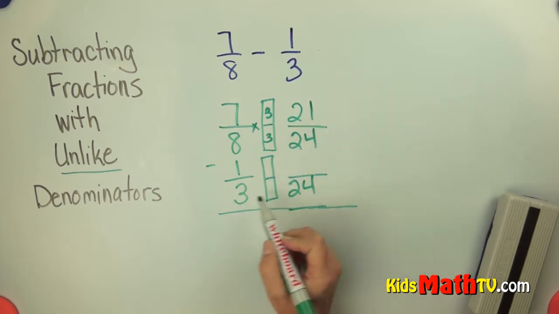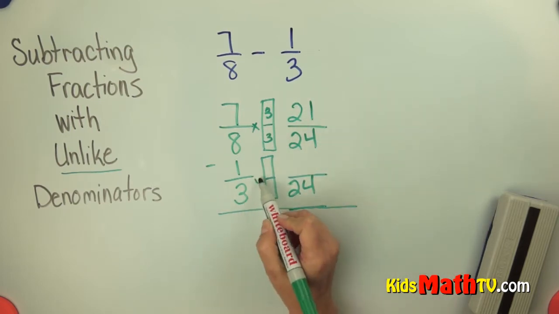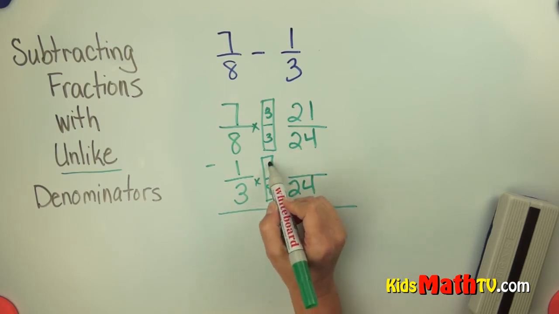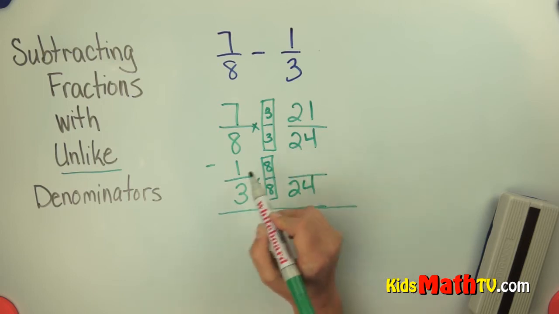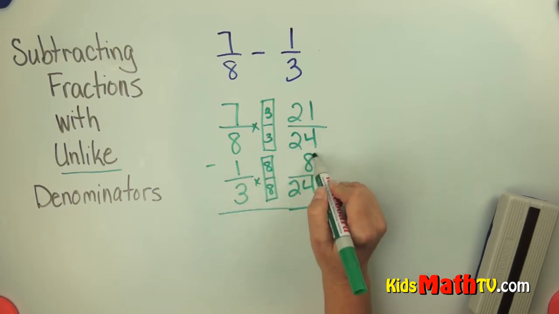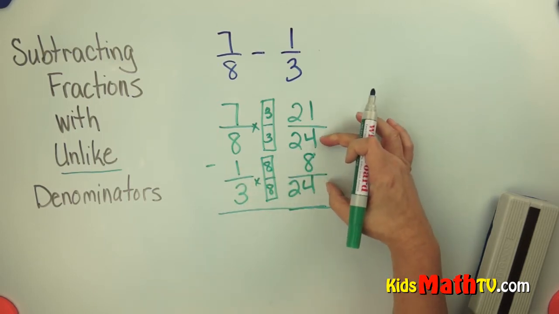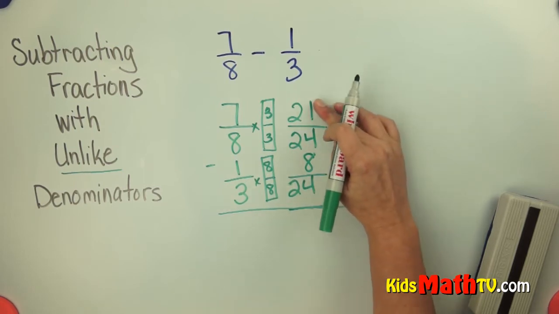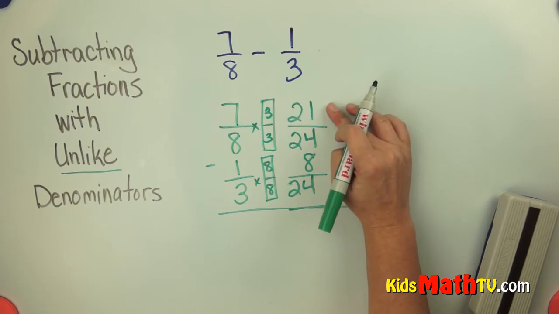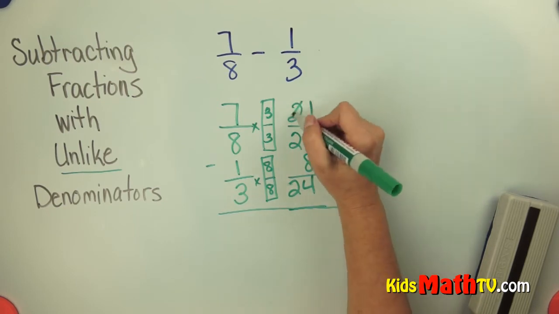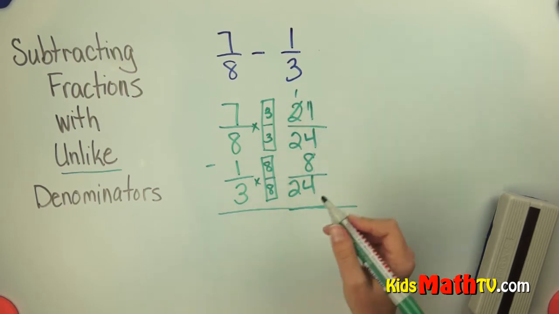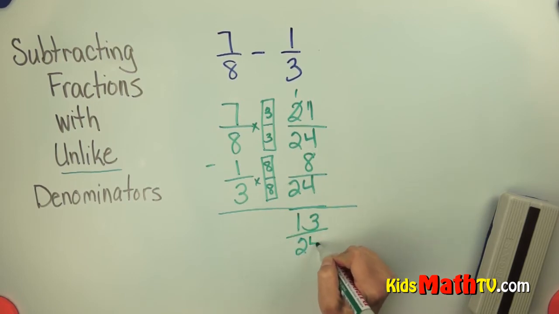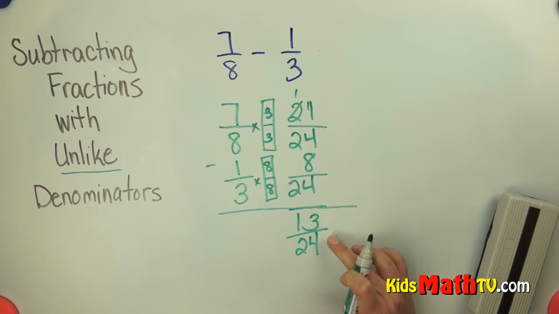Down here, I want to get 24 on the bottom, so I need to multiply it by 8. Multiply the denominator by 8, which means I have to multiply the numerator by 8. 1 times 8 is 8. Now I have 24ths: 21 24ths and 8 24ths. And if I subtract 8 from 21, let's see, I need to borrow, that's 11 minus 8 is 3, 13 24ths. So I have 13 24ths.